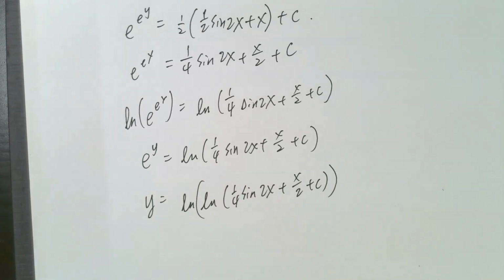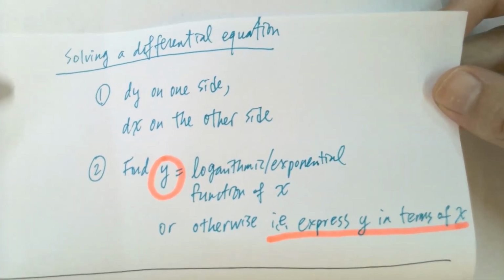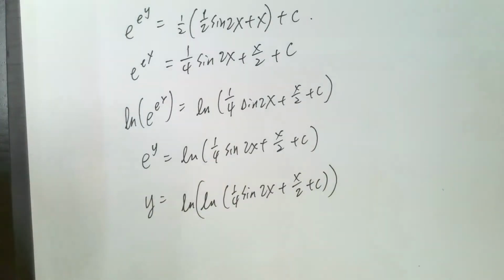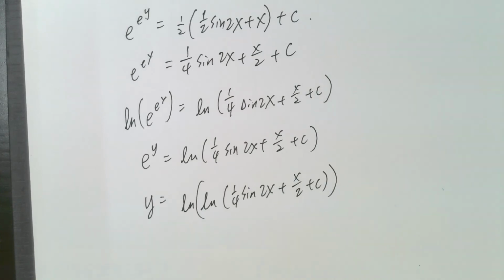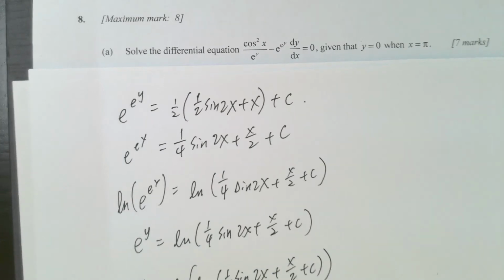We found y in terms of x, right? We've expressed y in terms of x. So that's pretty cool. So up to this point, you probably have 6 points already. It's out of 7, isn't it? So let's take a look at what the question says. Now, given that y is equal to 0 when x is equal to pi, let's see what we can do.